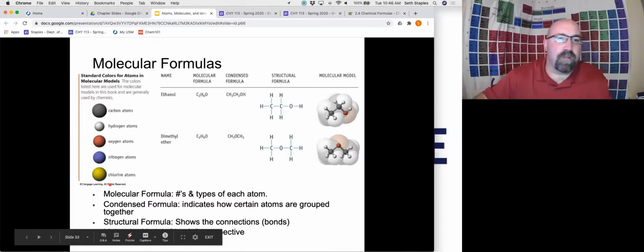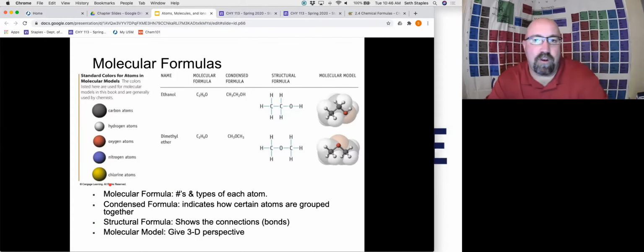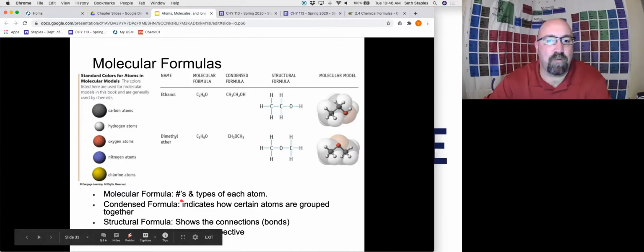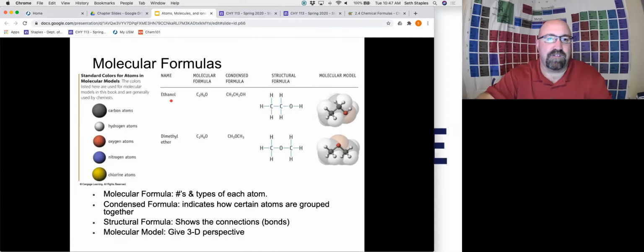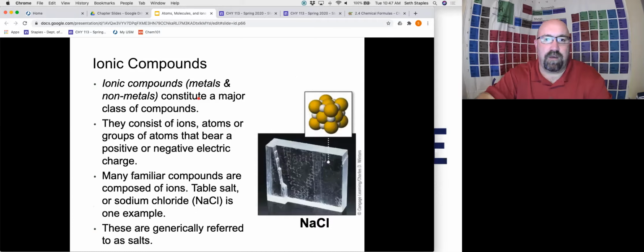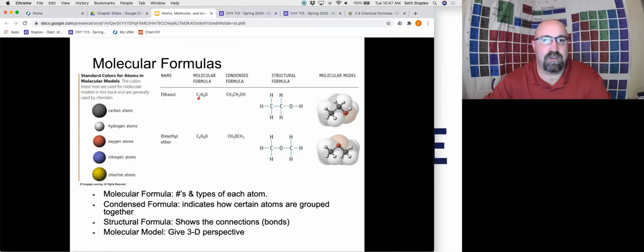And so molecular formulas, things that are made up of non-metals, same as in an ionic formula, the number will tell you each type of atom and how many. And there are different ways that we may show these. We have, for instance, the compound ethanol. We have our molecular formula. Molecular formulas show us that each molecule is made up of 2 carbon atoms, 6 hydrogen atoms, and 1 oxygen atom.